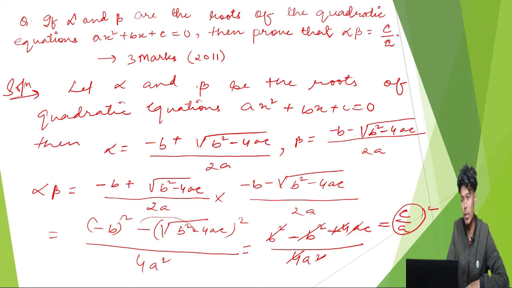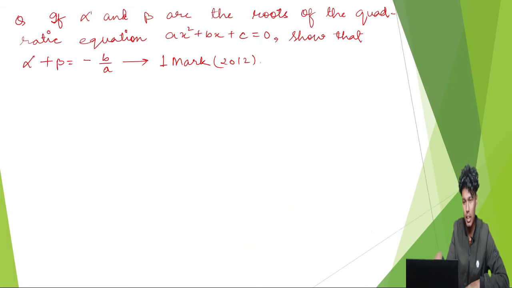Okay. So this 3-part question we have done, 2011. Let us do another question. Another question is the same as the one we have done. If alpha and beta are the roots of quadratic equation ax square plus bx plus c equal to 0, prove that alpha plus beta is equal to minus b by a. Now they have asked the same thing.